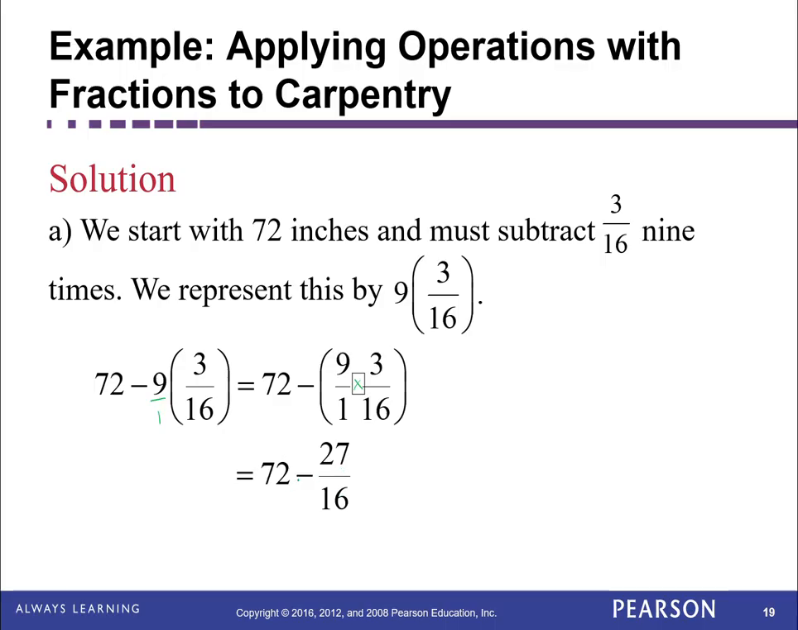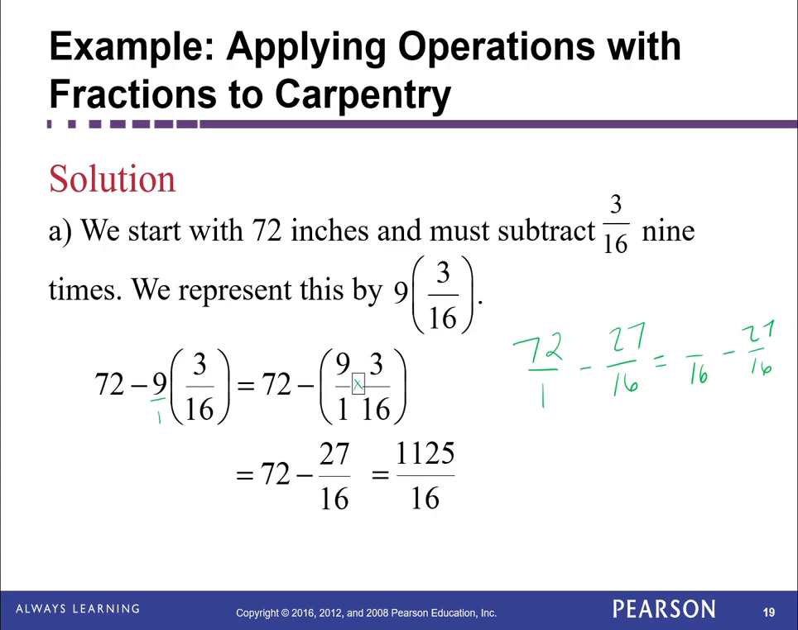We're going to subtract that from 72. Now, in order to do that, I need to set that up. You can, if you want to do it on the calculator, you can. But if you were to do it by hand, we would have to set this up here as 72 over 1 minus 27 over 16. And then we would have to find a common denominator here. That would be a 16. Okay? I'm going to leave the 27 over 16 alone because it already has that denominator.